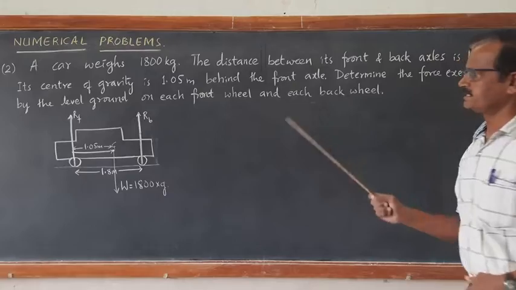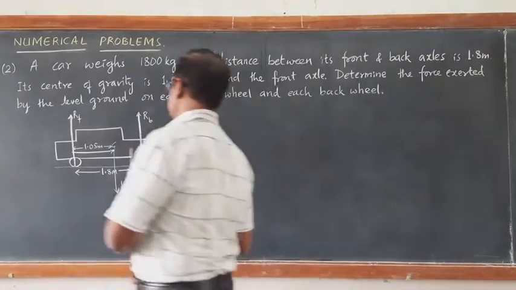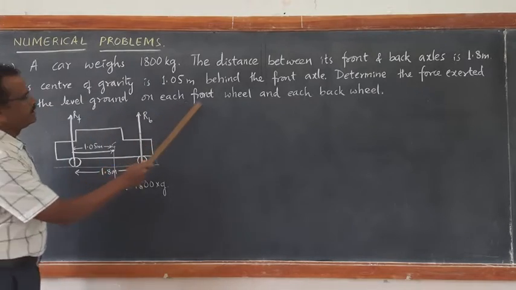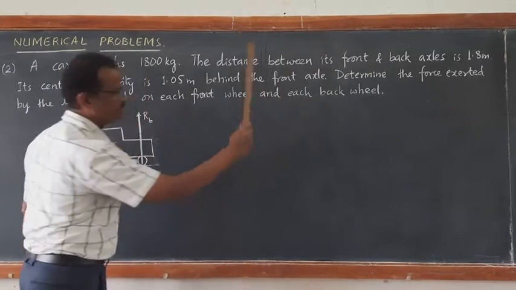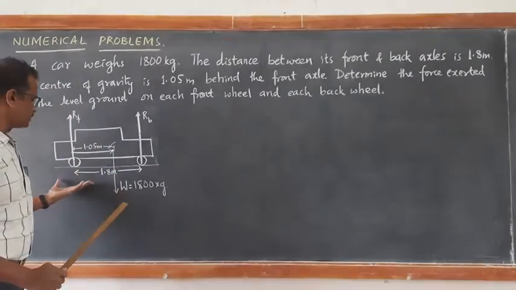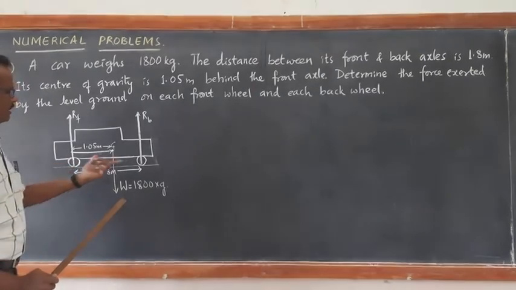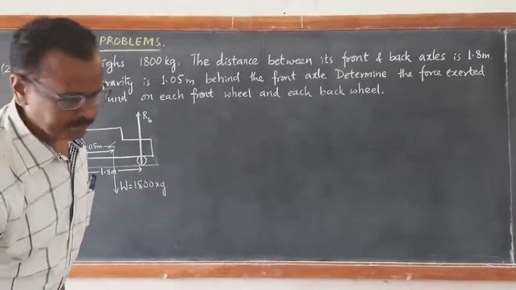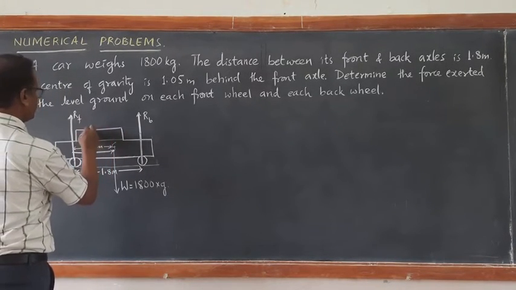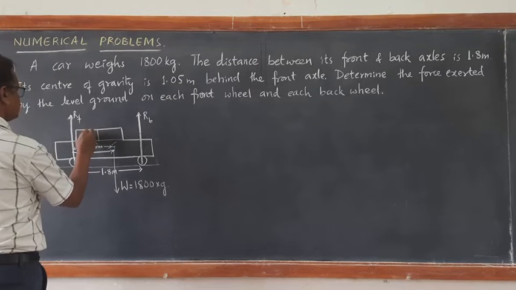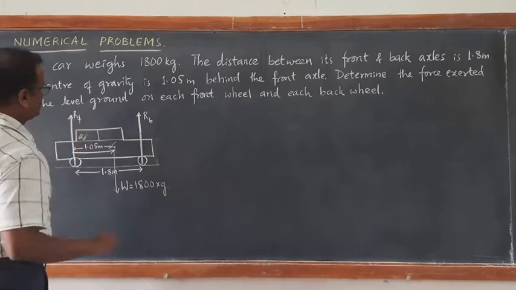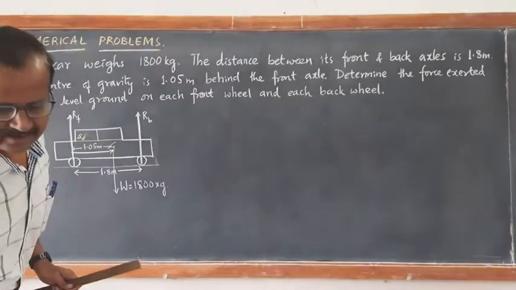Determine the force exerted by the level ground on each front wheel and on each back wheel. What is this reaction force exerted by the level ground on each front wheel and on each back wheel? So imagine that this is the car and this is the steering, right? Then you will get the idea. So this is the front wheel, right? Steering, right? Okay, now you got the idea, right?